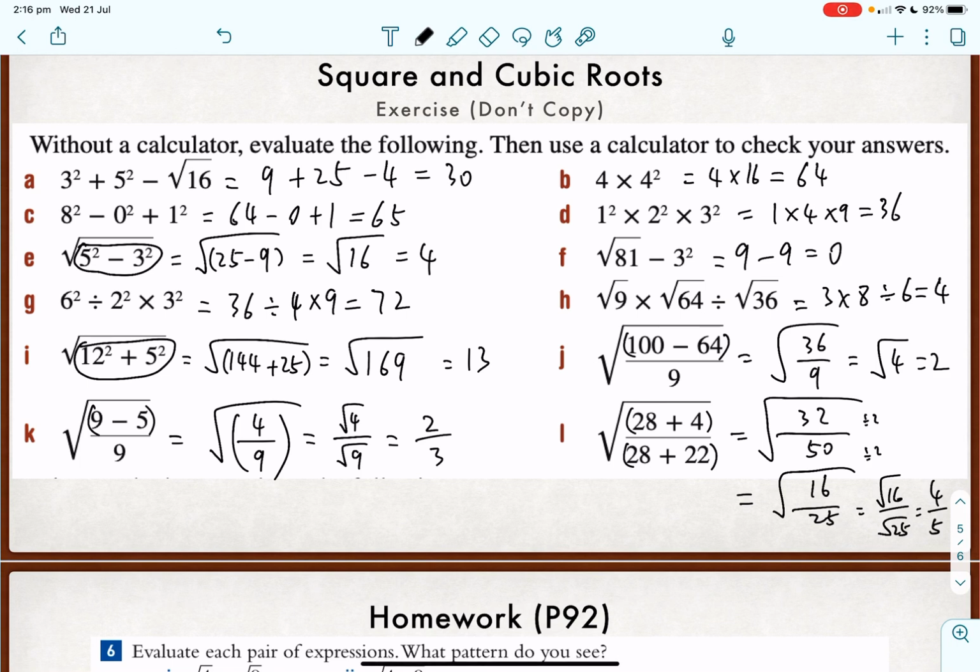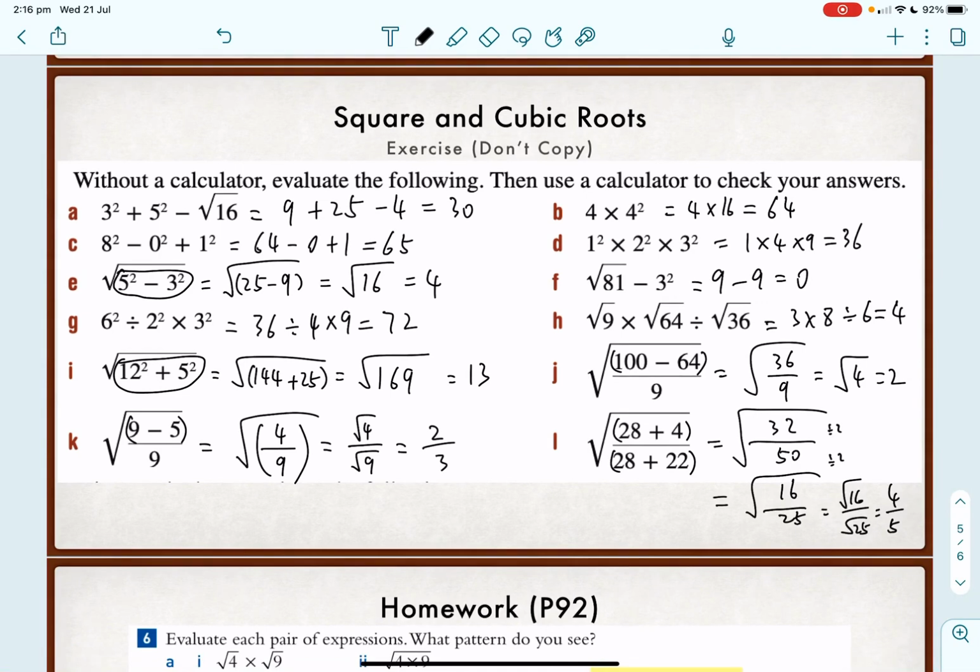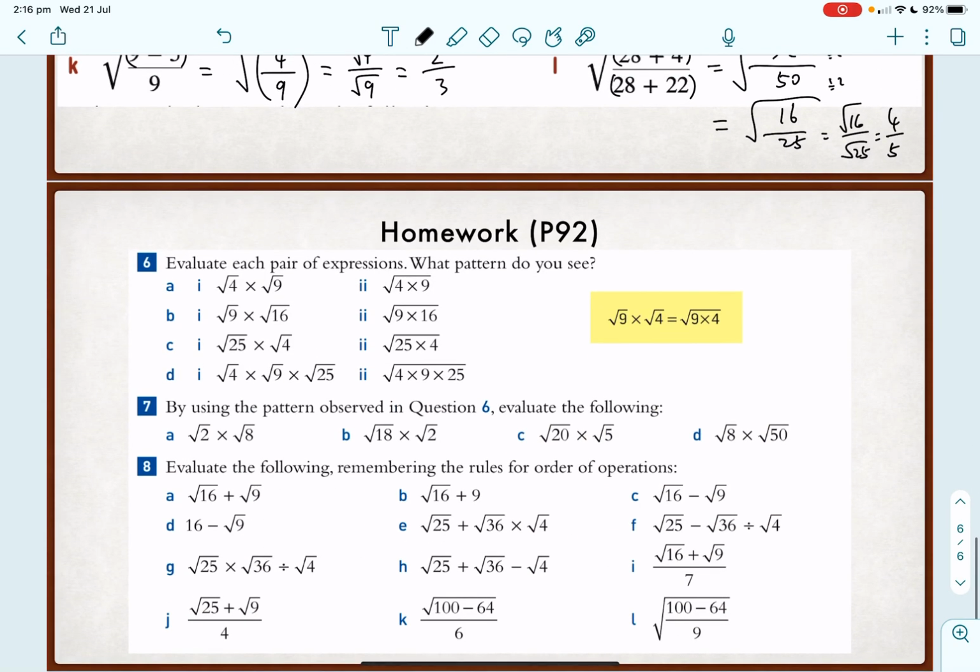Okay, so I hope this was easy to understand. I give you 3 questions for homework, and it's from the textbook page 92. So you can check your answer after you're done.